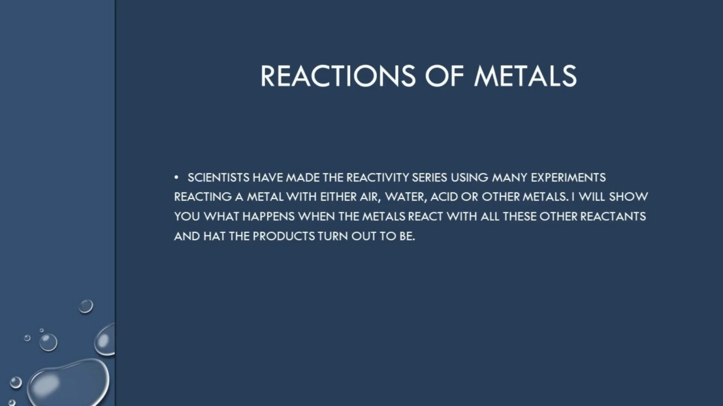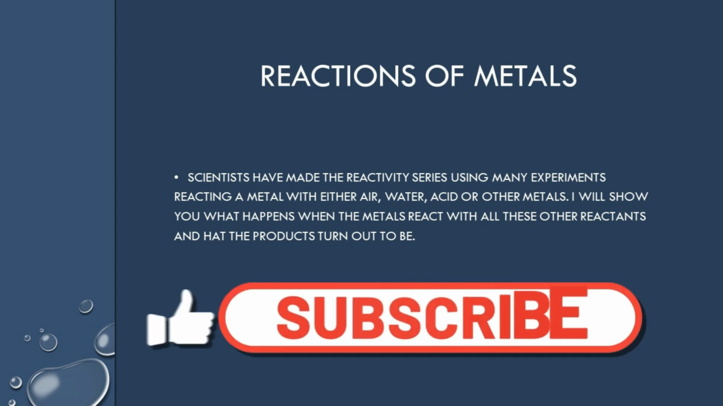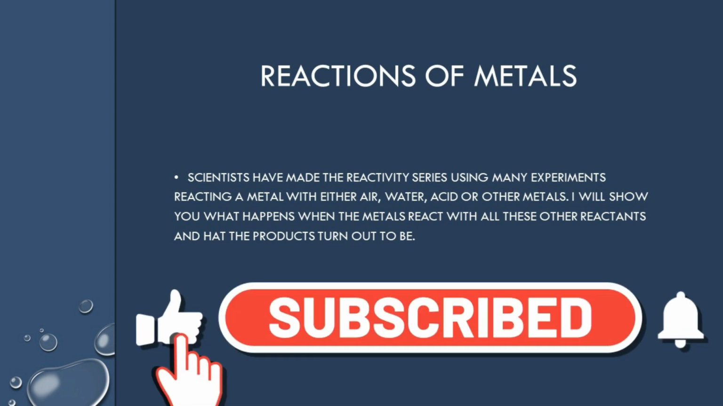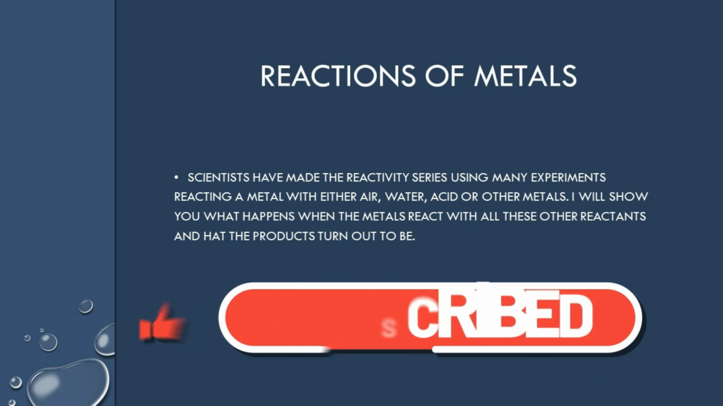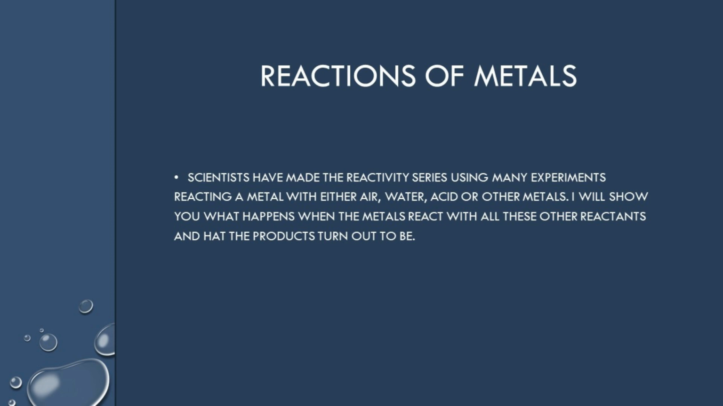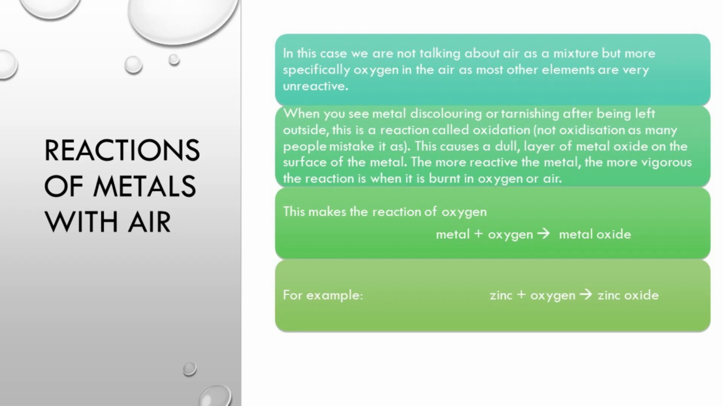Scientists have made the reactivity series using many experiments reacting a metal with either air, water, acid or other metals. I will show you what happens when the metals react with all these other reactants and what the products turn out to be. The first reaction is with metals and air.